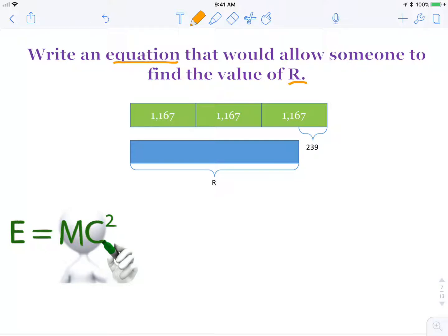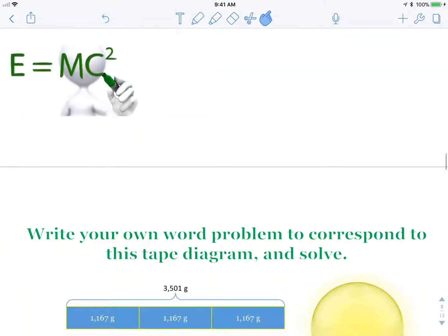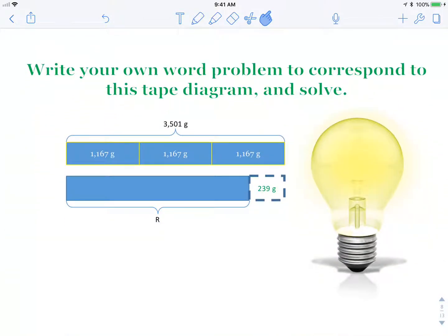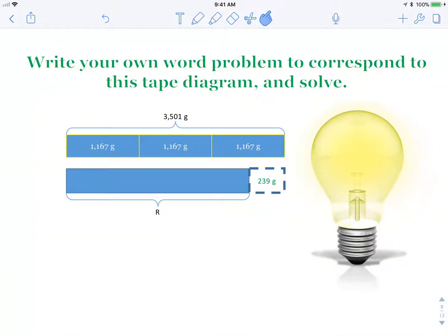What do we call R? What is R? R is the, what is that word that I'm looking for? It's something that replaces an unknown quantity in a problem. What is that called? R is the variable. In this one, you're going to write your own word problem to correspond to the tape diagram, and then you're going to solve it. So go ahead and pause and come up with your own word problem.